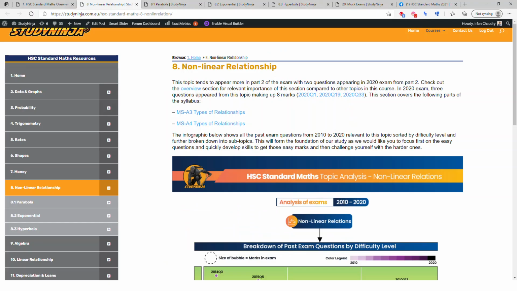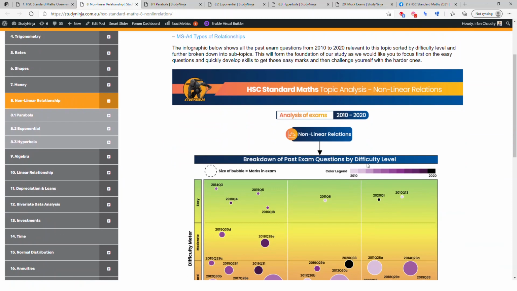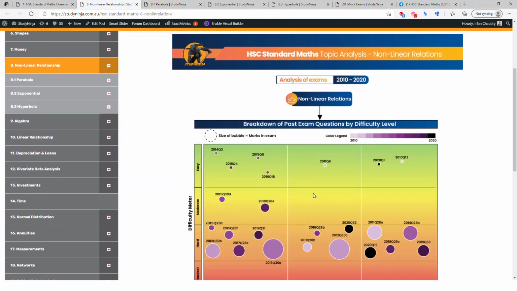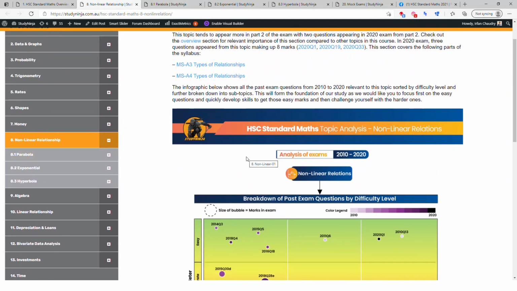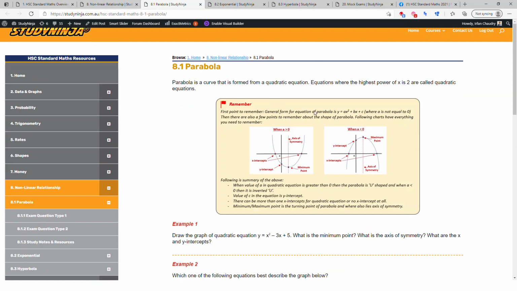So let me switch my screen. If you go to the Study Ninja website under nonlinear relationship, you will find this is the graphic that I took out. Here we have segregated each of the topics by different subtopics. The 3 things that are relevant for this section of the exam are parabola, exponential, and hyperbola. Now if you go inside each of them, you will have all the details you need to know.